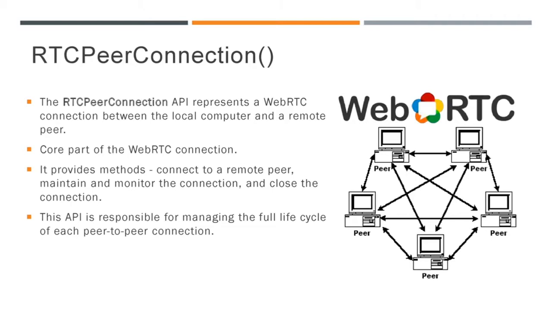To recap what we discussed: Get User Media API helps to get the user's video and audio device permission. Now let us see what is RTC Peer Connection API. The RTC Peer Connection API represents a WebRTC connection between the local computer and a remote peer. It provides methods to connect to a remote peer, monitor the connection, and close the connection. This API is the core part of the WebRTC connection. This interface is responsible for managing the full life cycle of each peer-to-peer connection.